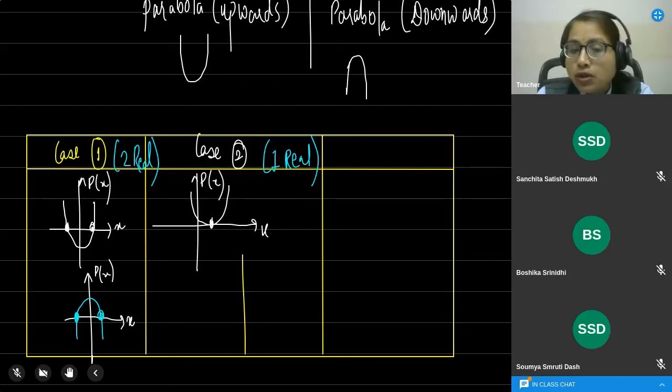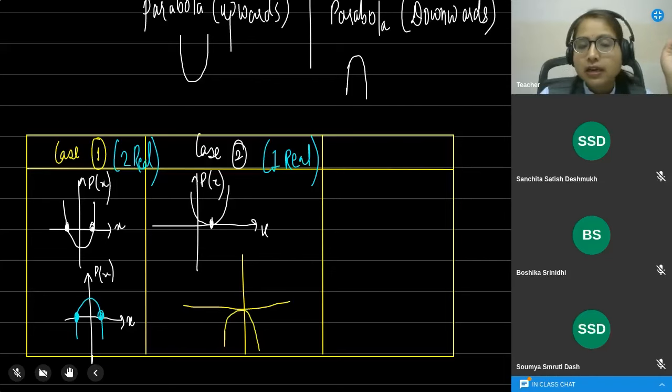Maybe it is a downward parabola. In this case also it is possible that it is just touching the x-axis and then again changes its direction. So in this case also you can see that there is only one zero possible, right?